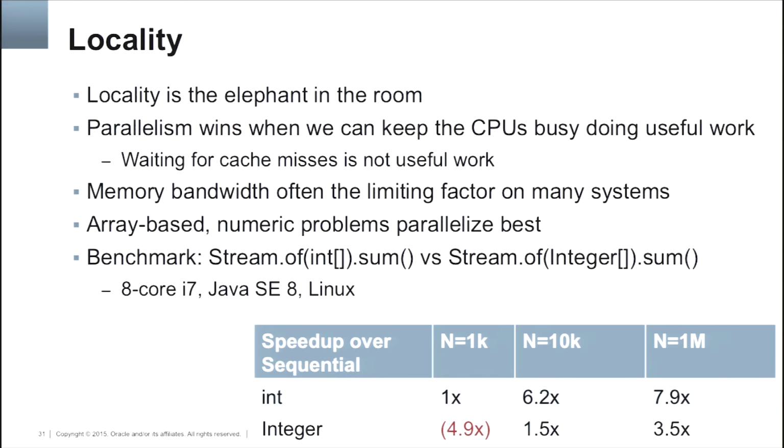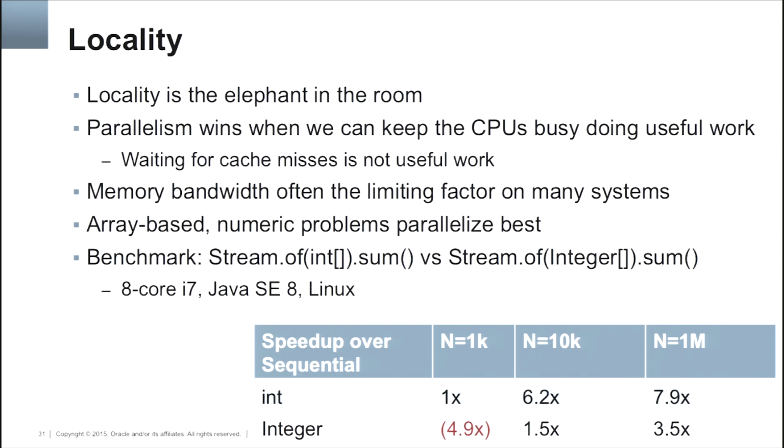Okay, similarly, let's look at locality. And like I keep saying, this is the elephant in the room. Parallelism wins when we can keep the CPUs busy. Waiting for a cache miss is not keeping the CPU busy. That's keeping the CPU stalled, okay? On most systems that cost less than $20,000 to $30,000, your limiting factor is always going to be memory bandwidth, right? You may have a lot of CPU power, but the rate at which the memory subsystem can keep all those cores fed with data is going to be your bottleneck.